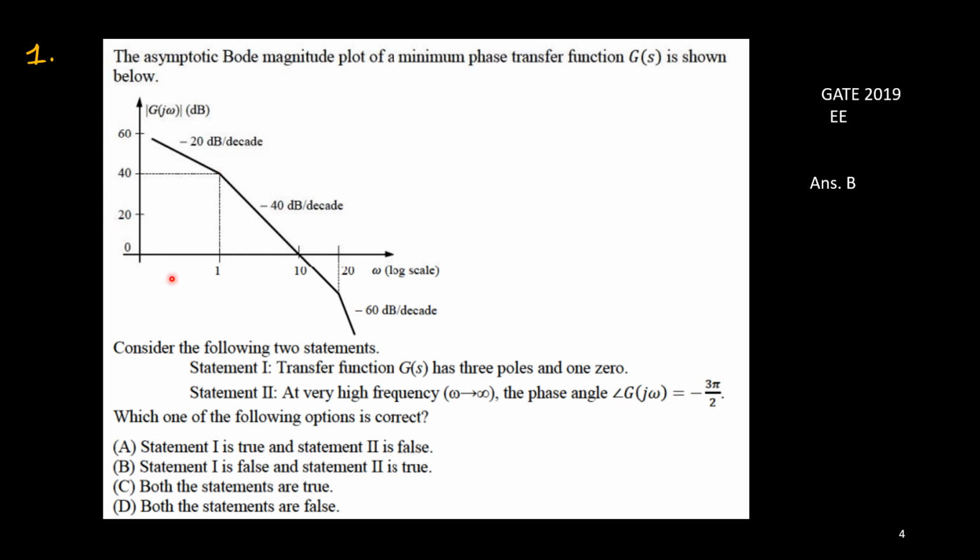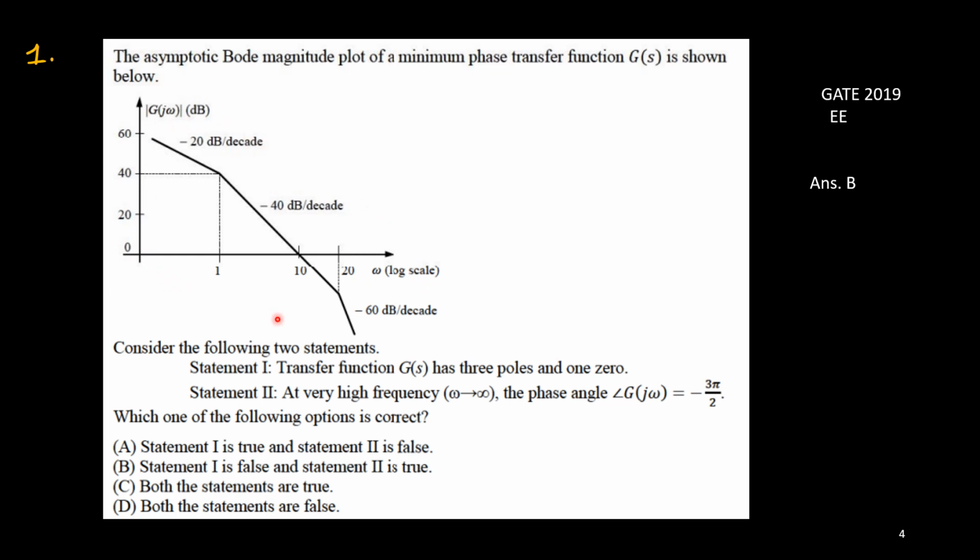One asymptotic Bode plot for magnitude response is given, G of j omega, its magnitude. This is the figure. X-axis is your omega, the frequency in log scale, and y-axis is in dB.